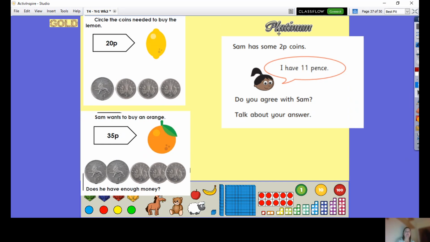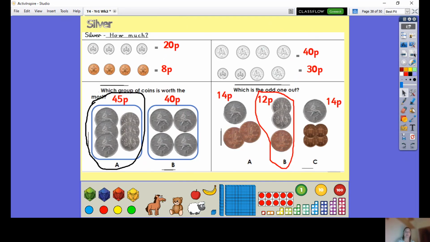And then this is a little bit of a challenge, but if you want to have a little go, it says here, Sam has some 2p coins. We don't know how many. And she says, I have 11 pence. Do you agree with Sam? If she's only got 2p coins, would she have 11 pence? Okay, and again, pause. You might want to go back to the silver. I'm going to move on to the answers.